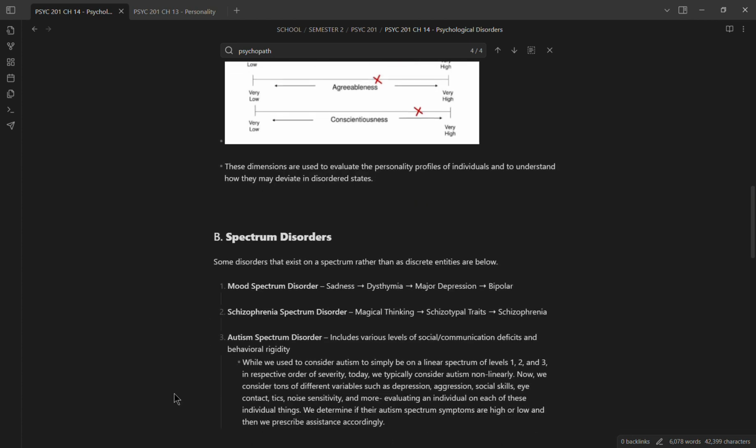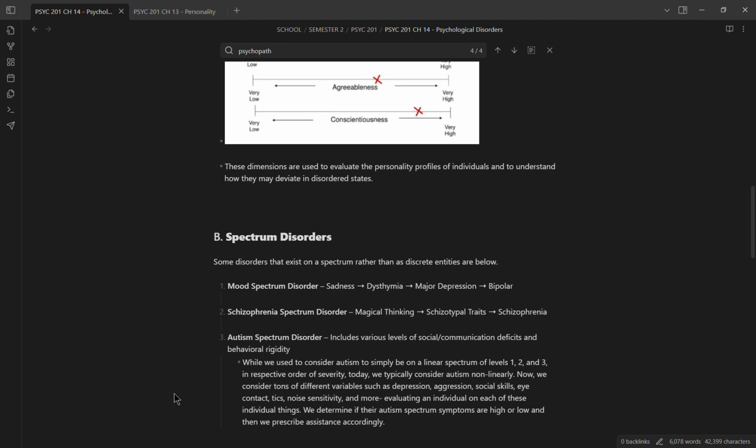Spectrum disorders, right? Some disorders exist on a spectrum, like we were saying, on a continuum, rather than as discrete entities. Naturally, there are some disorders that exist as discrete entities, for example, like PTSD, as opposed to something like autism, right? That's what we're looking at here, along with things like schizophrenia, which we'll get into, and mood spectrum disorders, right? Just to go over those two.